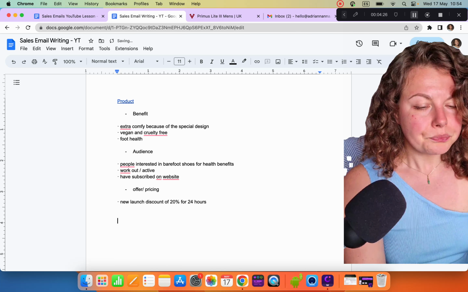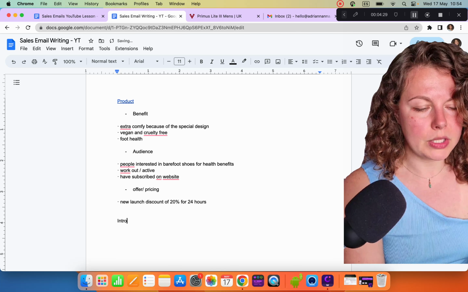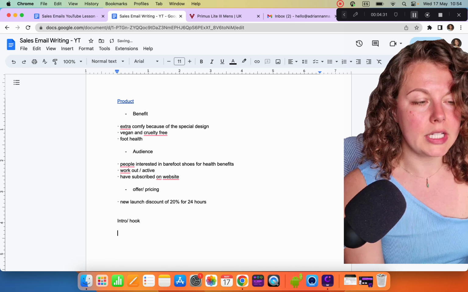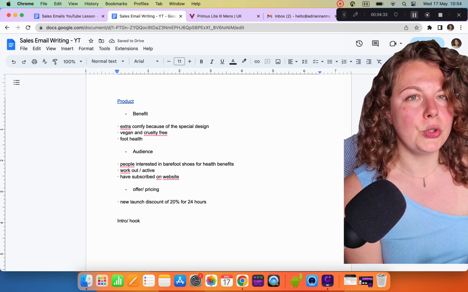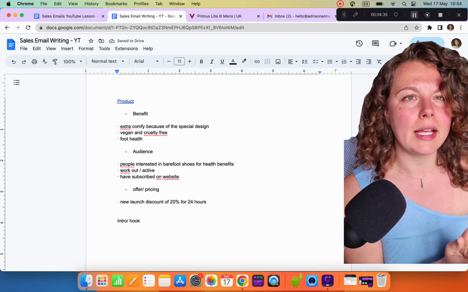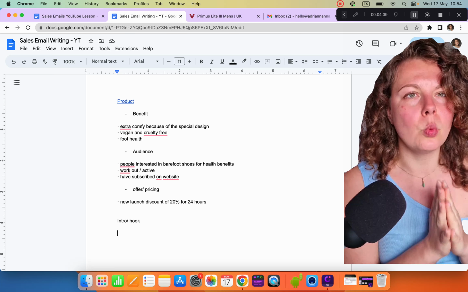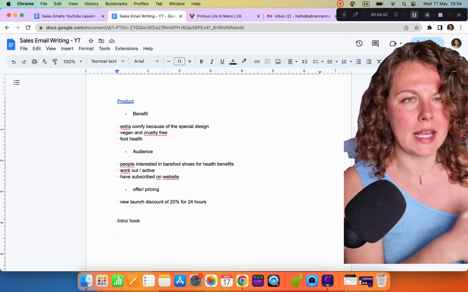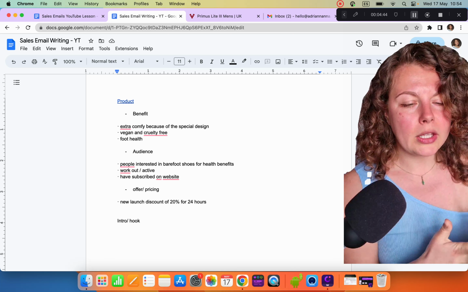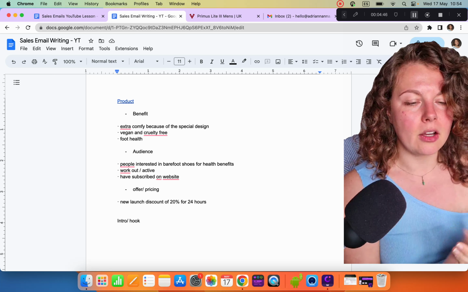So every email needs an intro, which is the hook, essentially. So the easiest way to hook somebody is by speaking directly to them and speaking directly about benefits of what they can get, what's in it for them. So we could hook them with a few different things that are coming to mind for me.